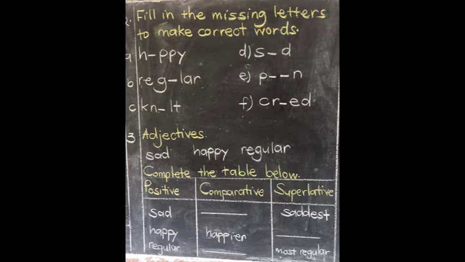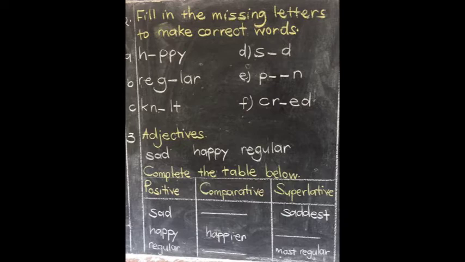Then as we look at regular, we have the positive, which is still regular. We have the comparative, which is more regular. And then we have the superlative, which is most regular. But we looked at sad, sadder, and then saddest. Then happy, happier, and then happiest. But as we are writing sadder and saddest, the D doubles in the comparative and we add ER. Then in the superlative, the D still doubles and we add EST. Then for happy, in the comparative, the Y changes to I and we add ER. That is for the comparative form. And we form happier. Then for the superlative, the Y still changes to I and we add EST, and that is happiest. Are we there?